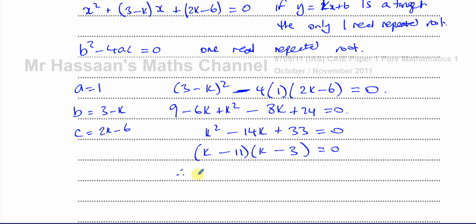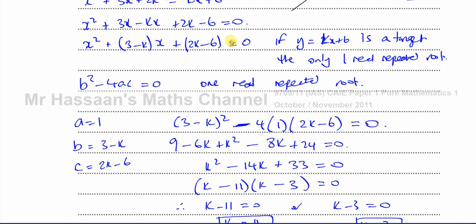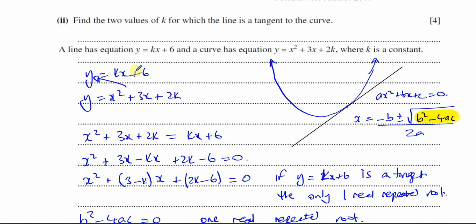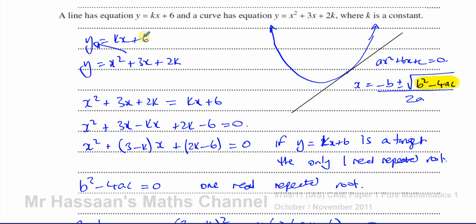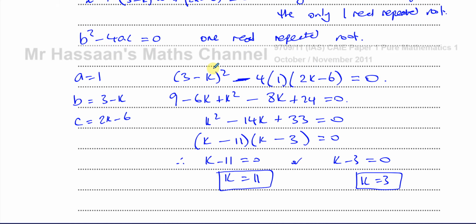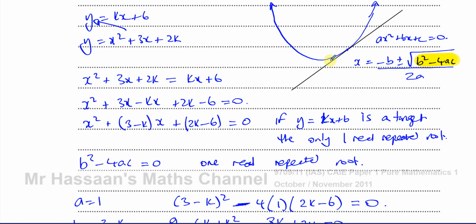So therefore we can say k minus 11 equals 0, so k equals 11, or k minus 3 equals 0, in which case k equals 3. So those are the two values of k for which this line will be a tangent to this curve. So when you have y equals 11x plus 6 and y equals x squared plus 3x plus 22, or when you have y equals 3x plus 6 and y equals x squared plus 3x plus 6, that's when you will have the situation of this occurring. The line will be a tangent to the curve.